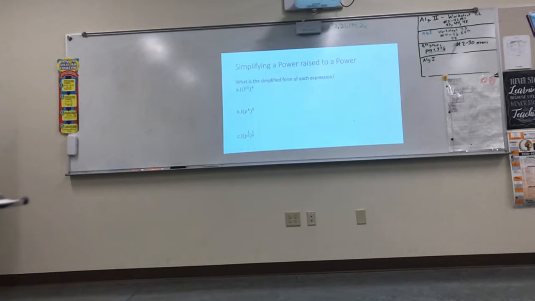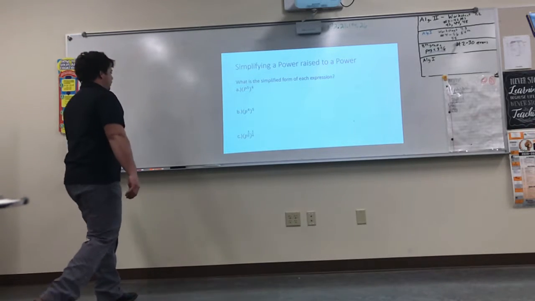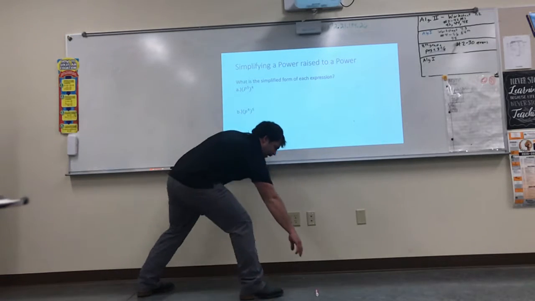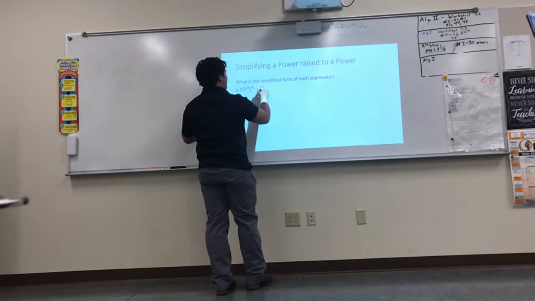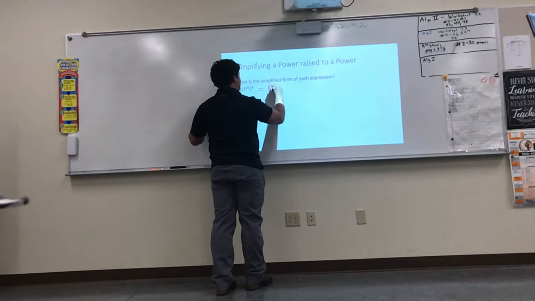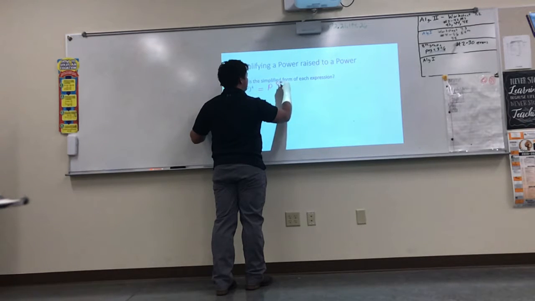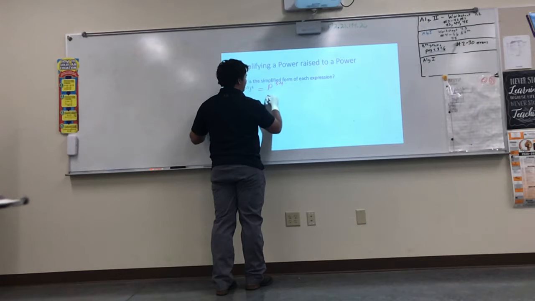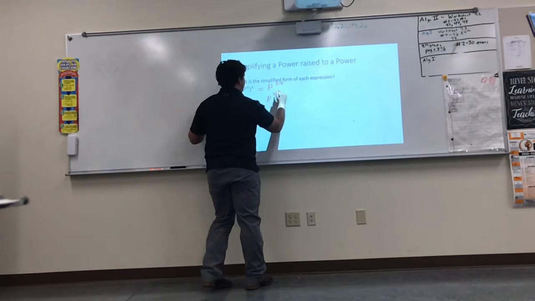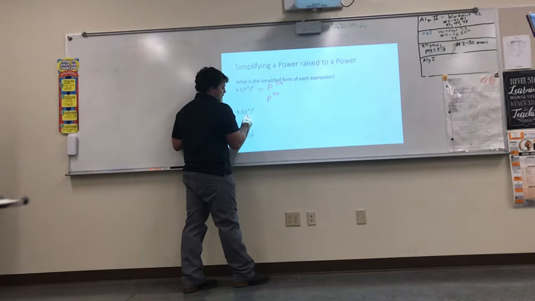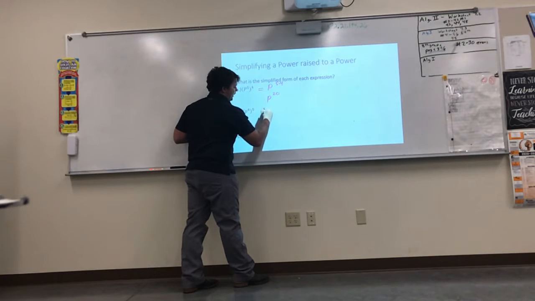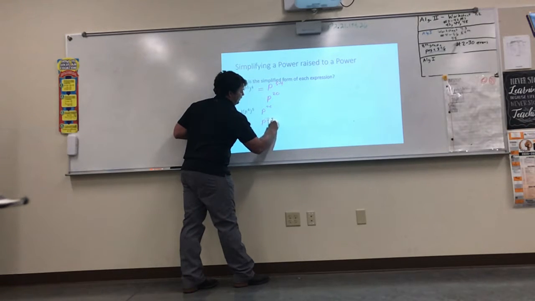Alright, simplifying a power raised to a power. We have (p^5)^4. So we have a power to a power, which means we have to multiply. So we have p to the 5 times 4, which means our answer would be p^20. Alright, here we have (p^4)^5. So we have p to the 4 times 5, which is still p^20.